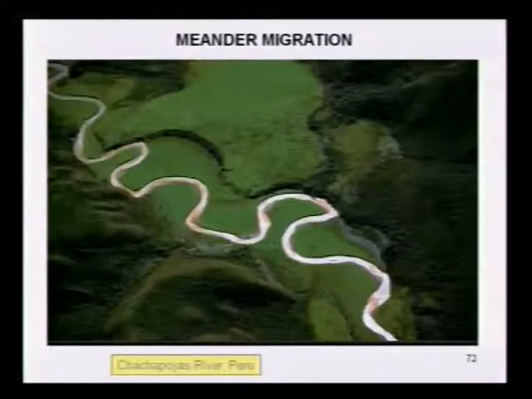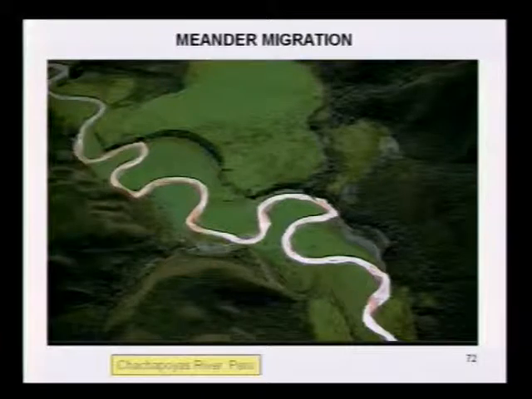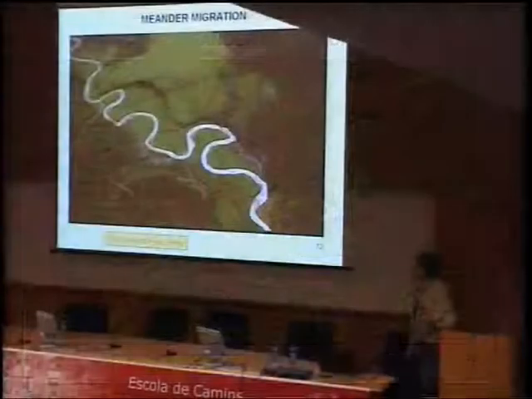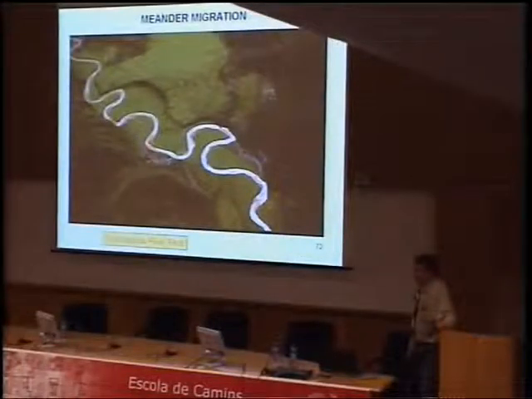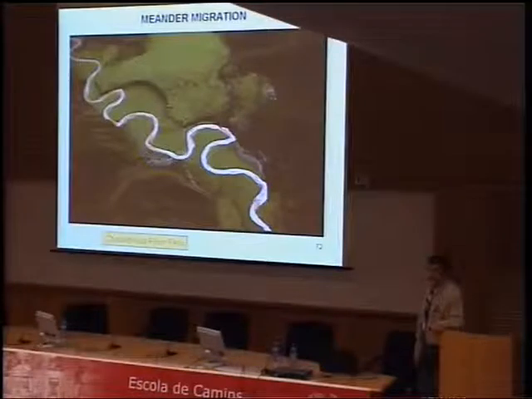Okay, I have one last talk to discuss. I'm only going to talk about it in a general sense. It's migration of meandering rivers, which has been of great interest to me since the beginning of my career. And I was involved in the very early days when we developed models of how rivers meandered.